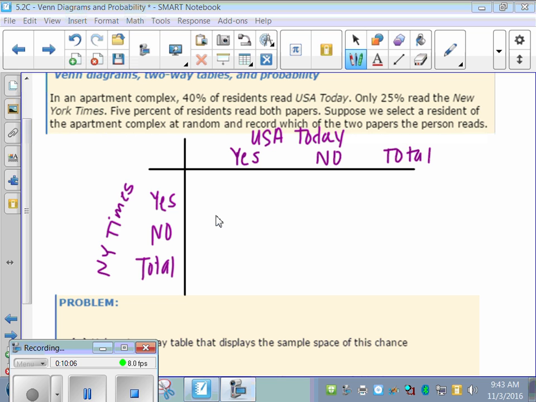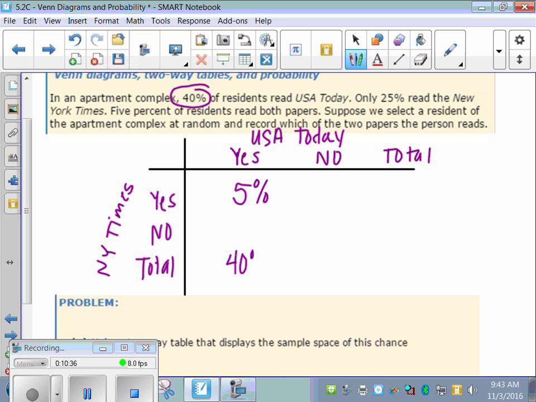What do you guys think? That's what you put? You put 40% read USA Today, so that means the other ones don't. Isn't there overlap, you guys? Right? So you guys have 5% here, right? Everybody good? That's what I thought. 40% read USA Today. Some of that is the overlap. Okay? So 40% goes down here.